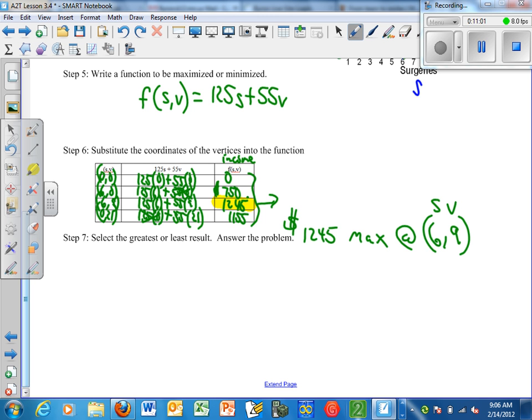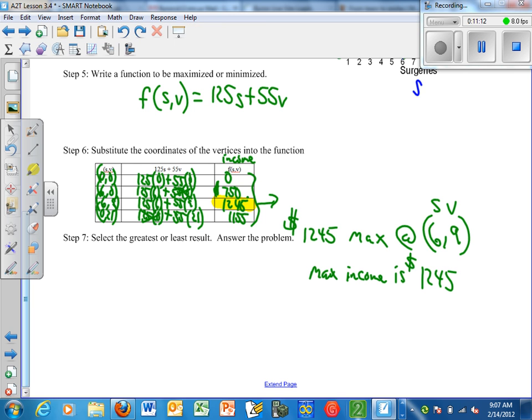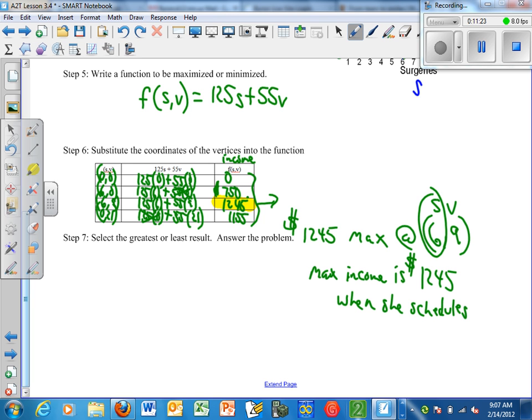What does that mean? That means the maximum income is $1,245, so this is where they'd earn the most money when she schedules. Now, what do those numbers mean? Notice 6 surgeries and 9 office visits, because of that right there. Okay, so this is just a real-life application dealing with linear programming.